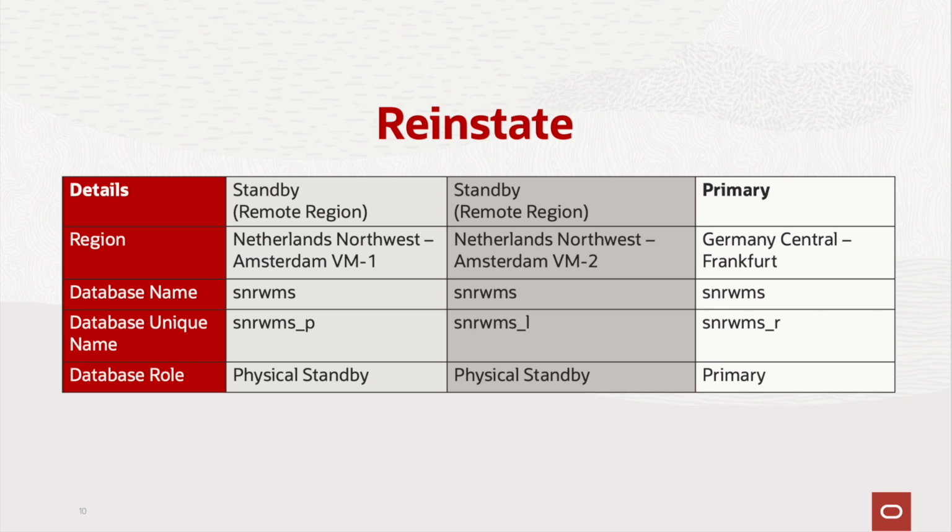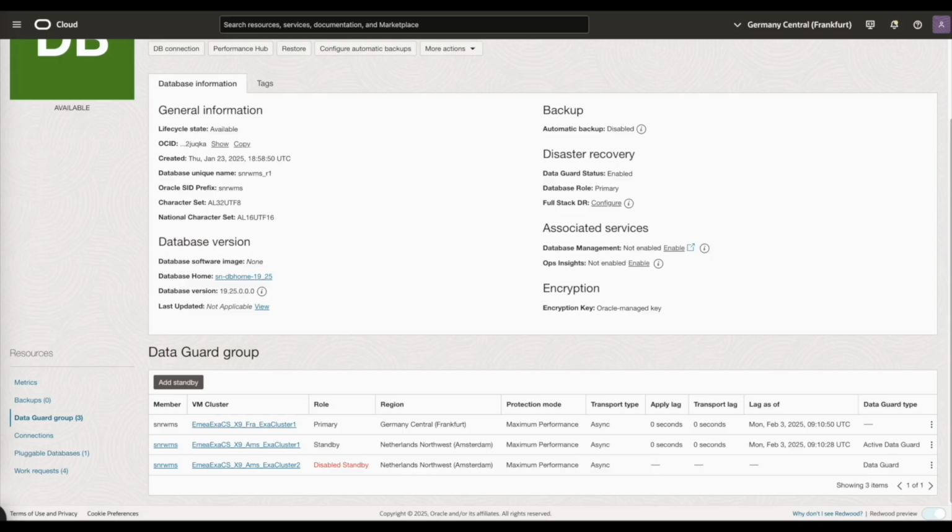Our target configuration at the end of this procedure is to go back to having a primary database, which is going to be the Frankfurt region, the one we failed over to, and 2 physical standbys, both remote to Frankfurt, one in cluster 1 and one in cluster 2 of the Amsterdam infrastructure. So let's go to the cluster.